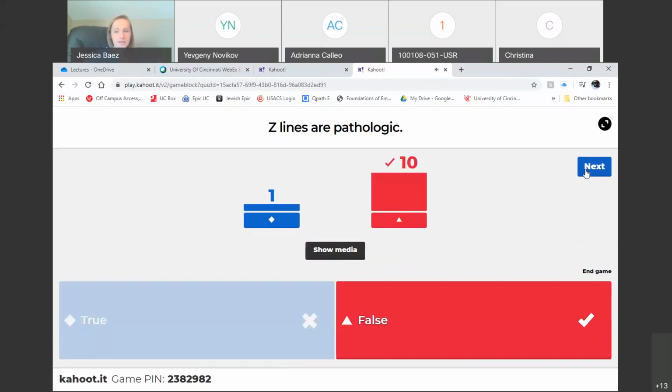Nice. So Z lines are not pathologic. Those are those little comet tail artifacts. Those are seen in normal lung. Not to be confused with B lines, which are pathologic, but those are the long vertical lines that extend kind of to the far field.